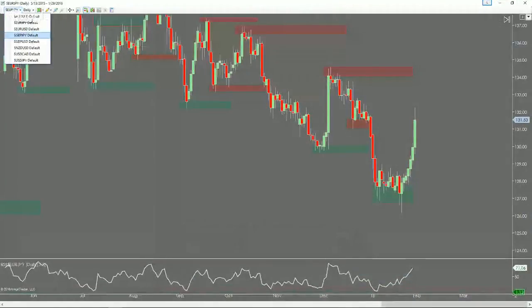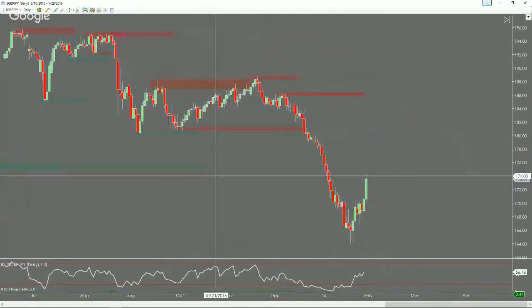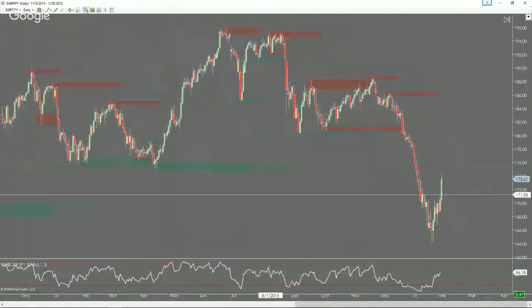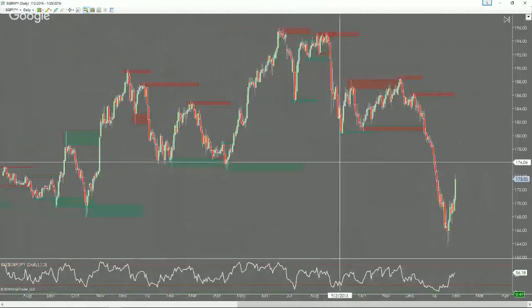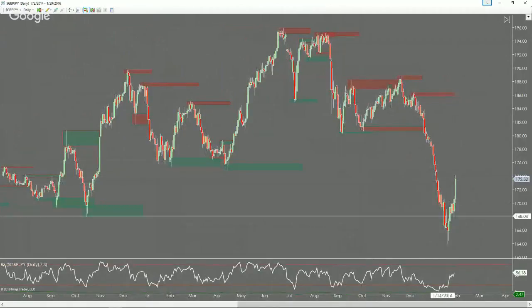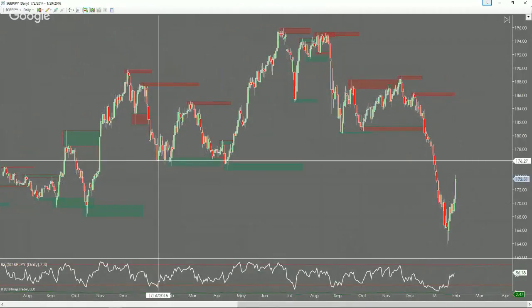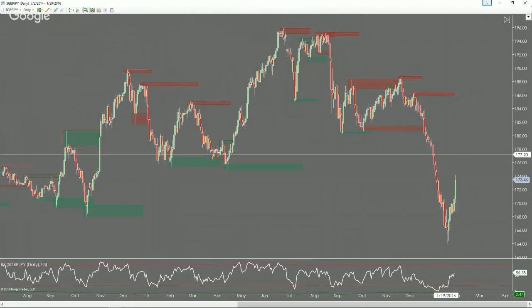And last but not least is the Pound Yen. All right. Okay, so Pound Yen, price is retracing. It looks like it's going to be retracing, probably finding some sort of resistance right here on this level of structure, looking left.